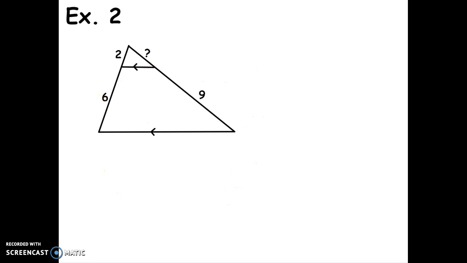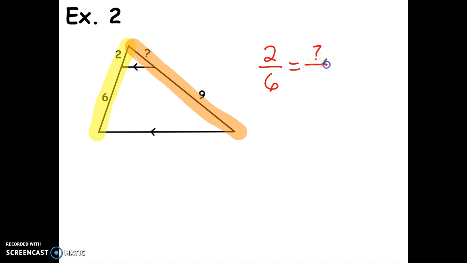Example 2. Let's go ahead and highlight the two sides of the triangle. All right, so for the yellow fraction, it will be 2 over 6. And for the orange fraction, question mark over 9. Okay, cross multiply. 6 question mark equals 18. Divide 6 on both sides. And question mark equals 3.